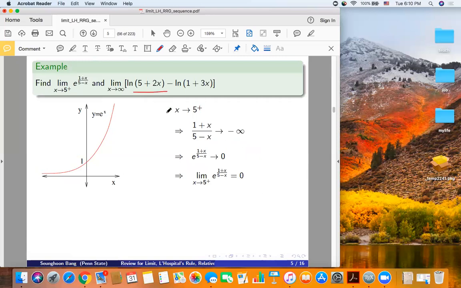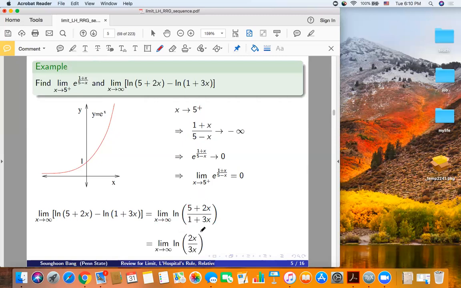Second one, how can you solve? In this case, you can combine the difference. Do you know this one? The ln of x minus ln of y is ln of x over y. You can combine the two fractions. So you can use relative rate of growth. Top one is infinity, bottom one is infinity, so infinity over infinity form. As x approaches infinity, you have to ignore lower terms. So like this, cross out x. Answer is ln of 2/3. This is the whole idea.